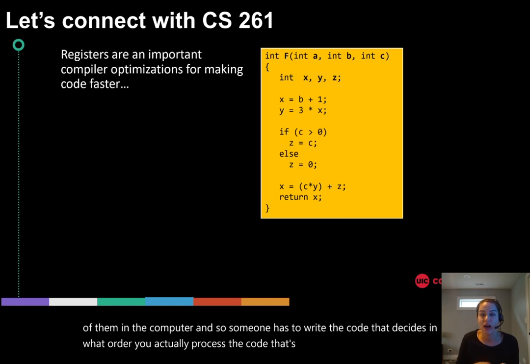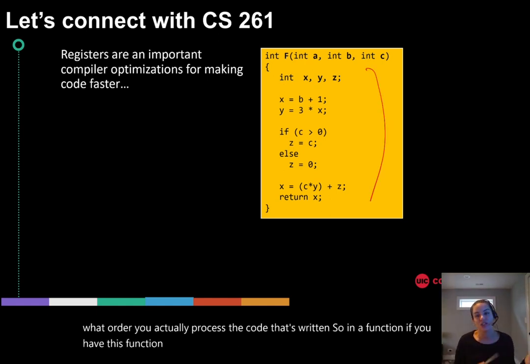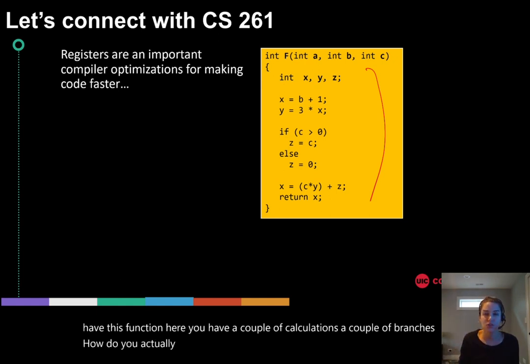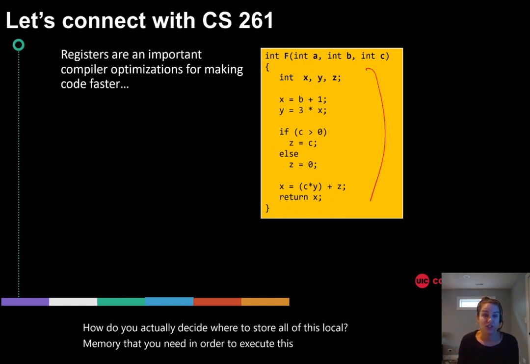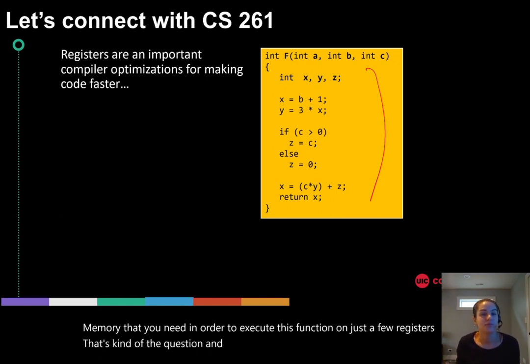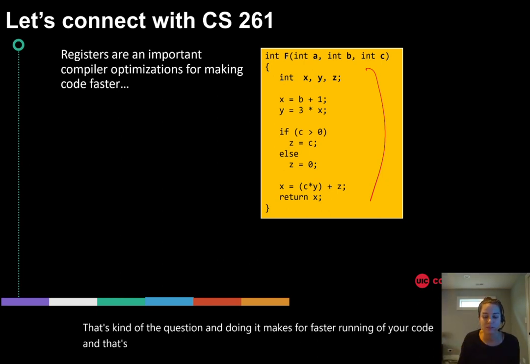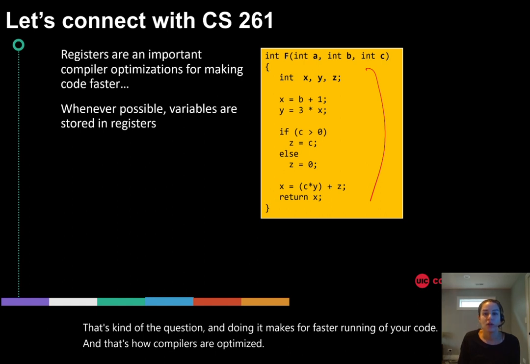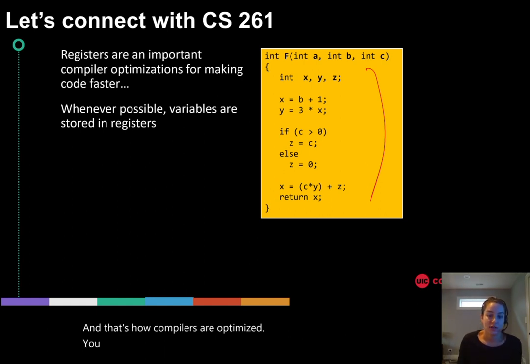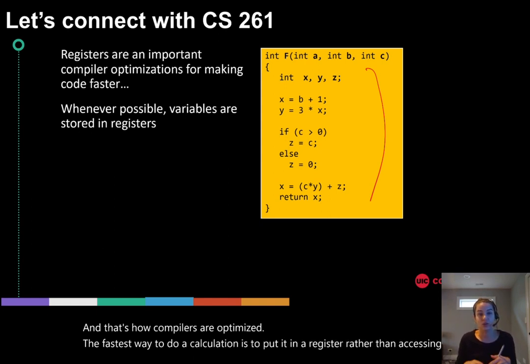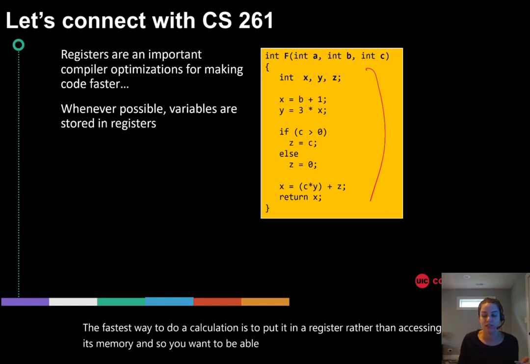So in a function, if you have a couple of calculations, a couple of branches, how do you actually decide where to store all of this local memory that you need in order to execute this function on just a few registers? That's the question. And doing it well makes for faster running of your code, and that's how compilers are optimized. The fastest way to do a calculation is to put it in a register rather than accessing its memory. And so you want to optimize the use of the registers.